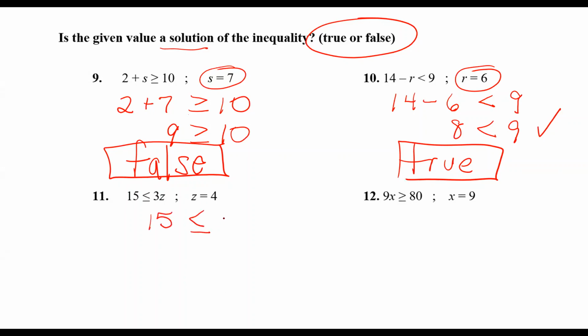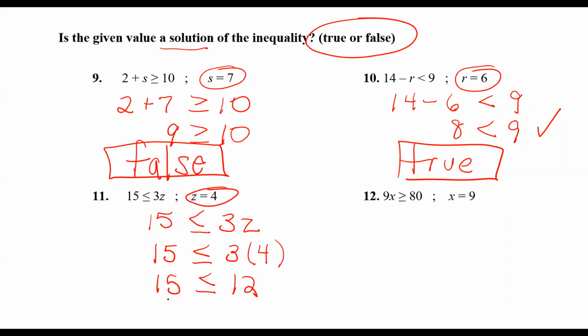15 is less than or equal to 3z. I'm going to plug in 4 for z. So 15 stays the same. Less than or equal to stays the same. But 3 gets multiplied by z, which in this case they're saying is 4. So we're going to plug that in. So 15 is less than or equal to 12. Is 15 less than 12? Nope. Is it equal to 12? Nope. So that's not correct. That's false.